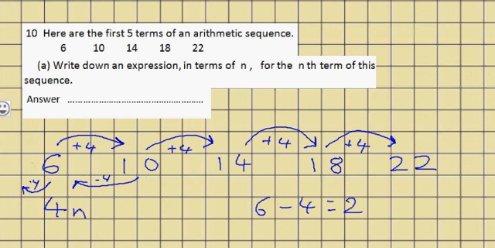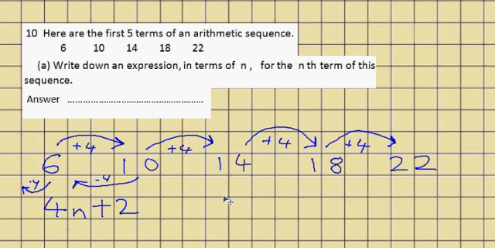We can see that to make 4n, 4 times 1 will give us 4, so that's a difference of 2. 4 times 2 is 8. It's a difference of 2 between 8 and 10. 4 times 3 is 12, a difference of 2 again. So the 0th term would be 2. So in our answer, it should be 4n plus 2. That should be our correct answer.